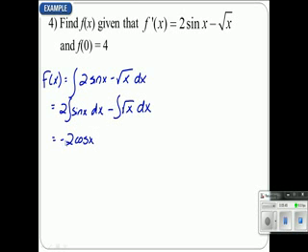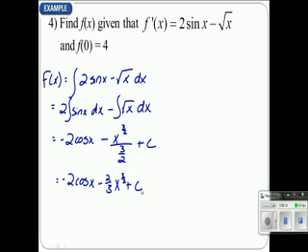The integral of sine x, we said earlier, was negative cosine x, so that becomes negative 2 cosine x. And then we also did this one earlier. The integral of the square root of x would be x to the 3 halves divided by 3 halves, because that's really x to the 1 half, so you add 1 to the exponent, divide by the new exponent, and add on the constant of integration. Now that's all equal to f of x. In this next step, I'm just going to clean it up a little bit. Dividing by 3 halves means multiplying by 2/3.